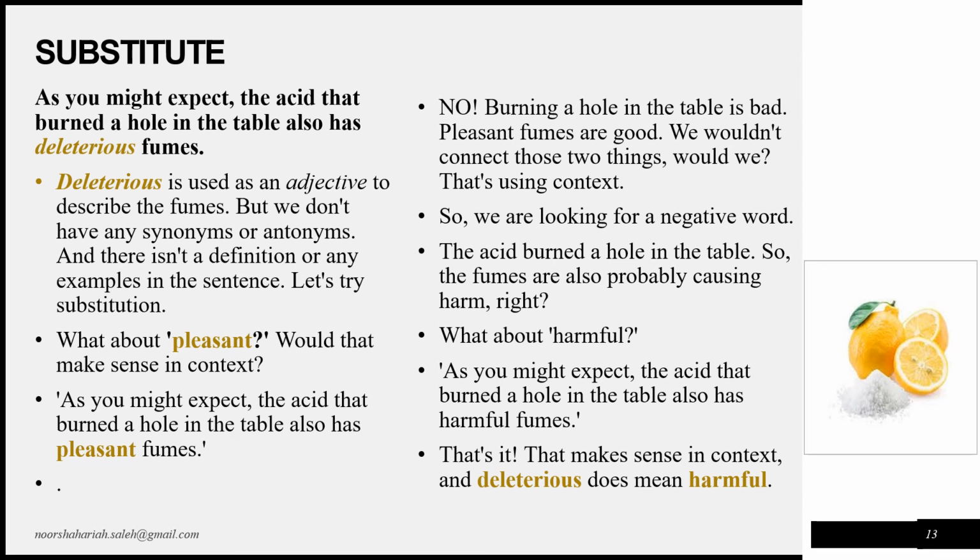So now we know that deleterious, if we relate it with acid, the smell of a burning thing would be something we feel uncomfortable with. So possibly this is a negative one, right? What if we try to replace it with the word harm or harmful? As you might expect, the acid that burned a hole in the table also has harmful fumes. That's it. It is more suitable to replace the word deleterious with harmful.